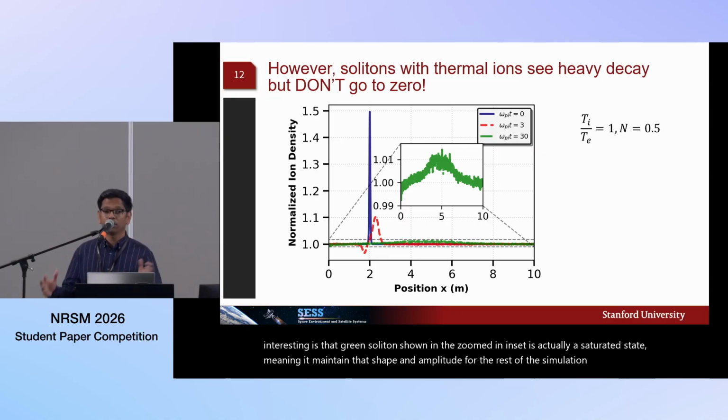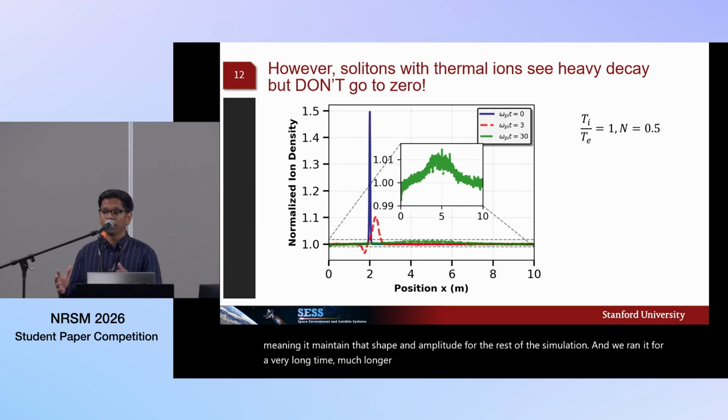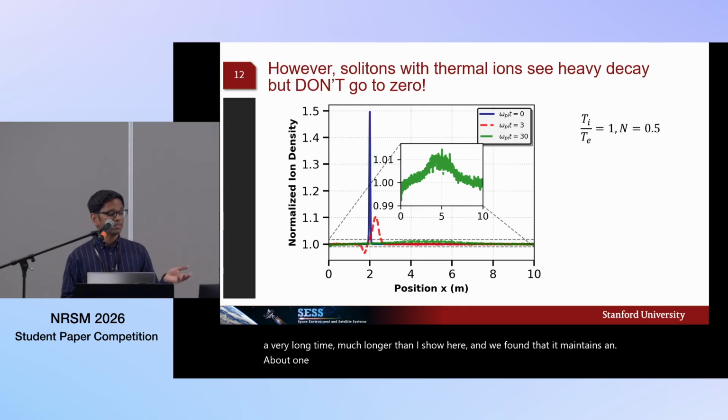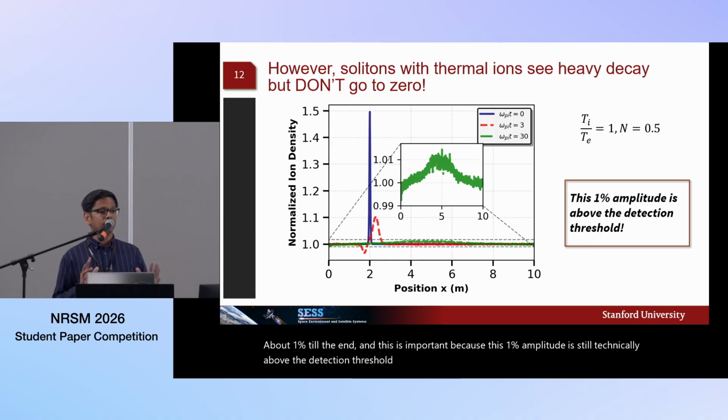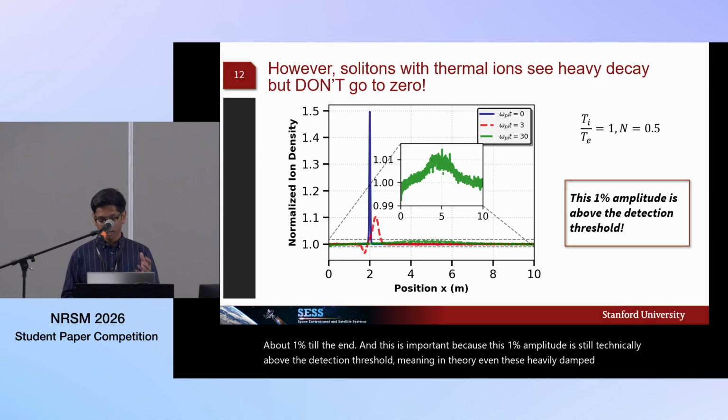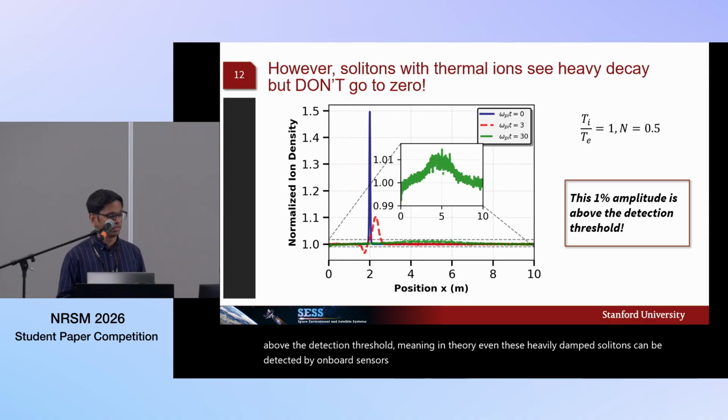And we ran it for a very long time, much longer than I show here, and we found that it maintains an amplitude of about 1% till the end. And this is important because this 1% amplitude is still technically above the detection threshold, meaning in theory, even these heavily damped solitons can be detected by onboard sensors like Langmuir probes, for instance.